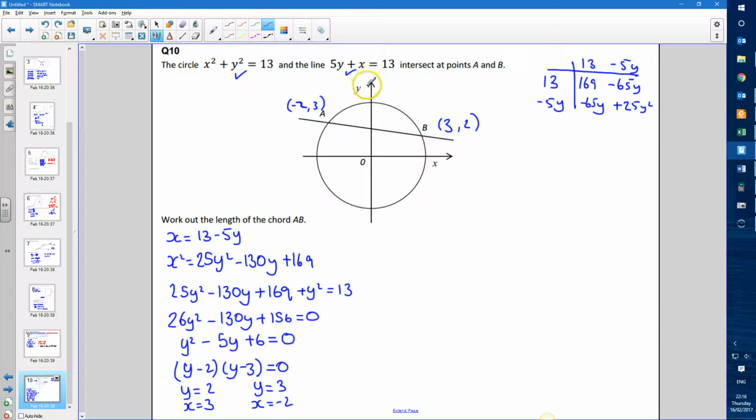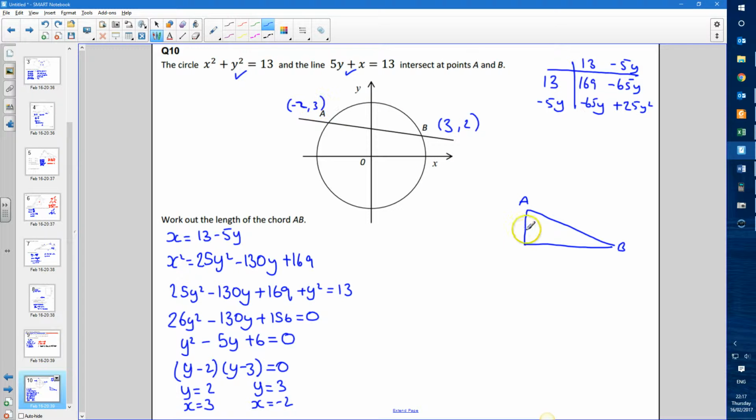Okay, so we now need to move on to the next part of this, which is to work out the length of the chord AB. So I now know these 2 points. I need to decide, well, what's the distance between these 2 points? So in order to do this, we need to kind of turn this into a triangle. Okay, so we're going to turn it into a right angle triangle. This is going to be point A, and this is going to be point B.